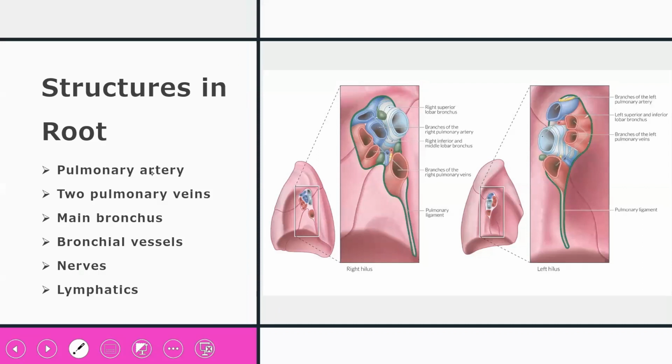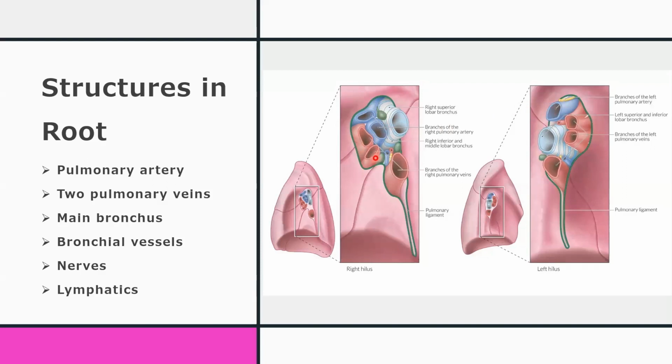So if we look at the structures at the root, you have the bronchi here. These are the branches of the trachea. We will look at it later on. Okay, so this is the bronchi, which are the main branches of the trachea. And then you have the pulmonary arteries. Here are the pulmonary arteries.